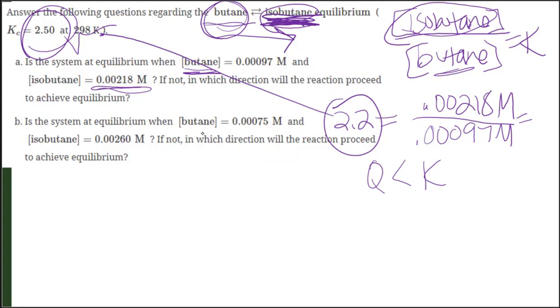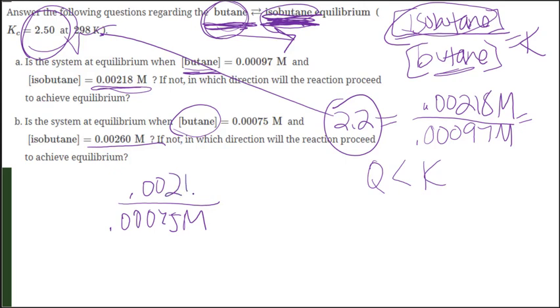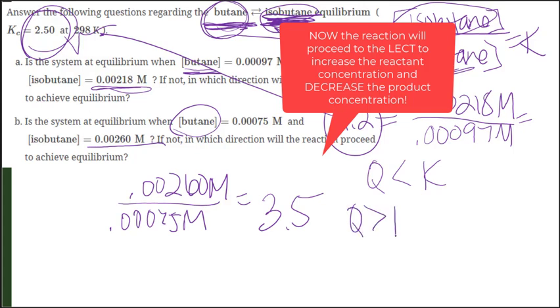Let's look at B. What about when butane's concentration is 0.00075? That's the denominator, remember, because that's the reactant, and the isobutane is 0.00260. If we plug that into the calculator, I get a value of 3.5. Now my Q is greater than K. So now we need to increase the concentration of butane and decrease the concentration of the isobutane in order to get that 3.5 down to 2.5. That will get us back to equilibrium.